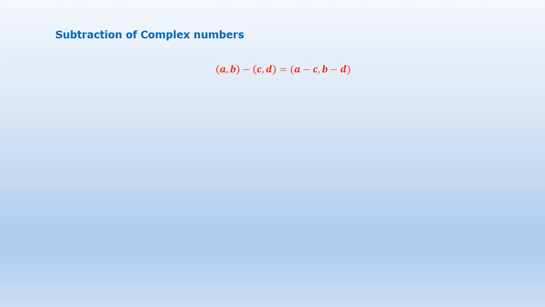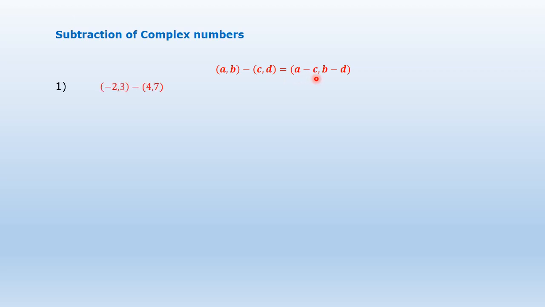Subtraction of complex numbers. This is the formula for the subtraction of two complex numbers. This is the same as it was in addition, only the plus sign is replaced with a minus sign. The first element is subtracted from the first and the second is subtracted from the second. That is equal to a minus c comma b minus d.